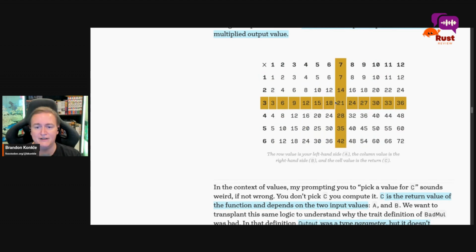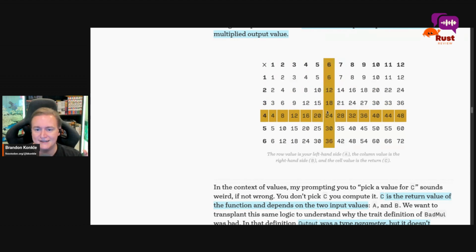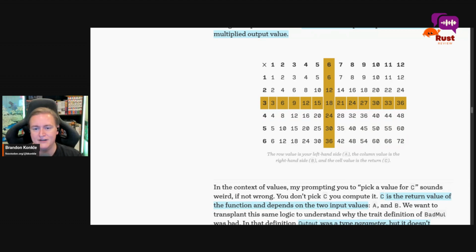And so purely functional, this is what we go for. There's no external variability involved. There's no chaos. It's these inputs always lead to this output. And that's what we're looking at here.